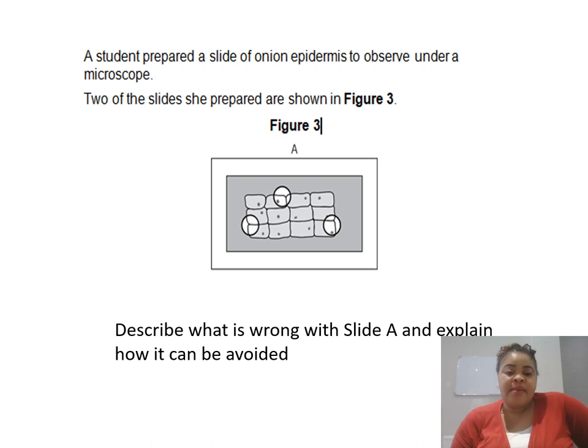So those circles you're looking at, they are trapped air. And to avoid them, you have to lower the cover slip gently on a mounted pin so that you will not have where the air bubble's been trapped. Some people say it's nucleus. It's not. It's trapped air bubbles.